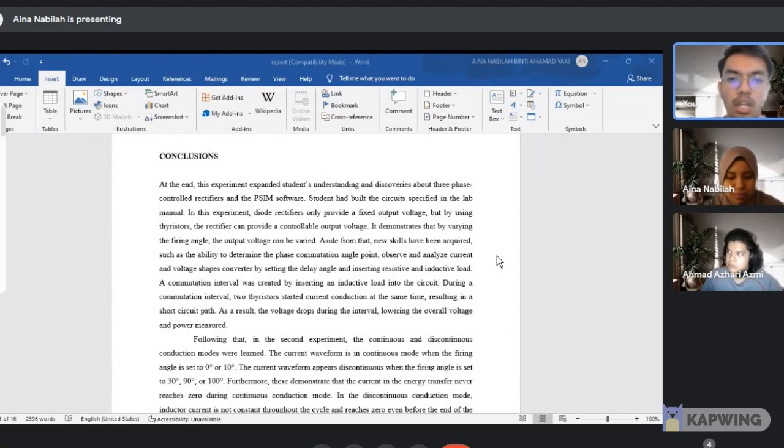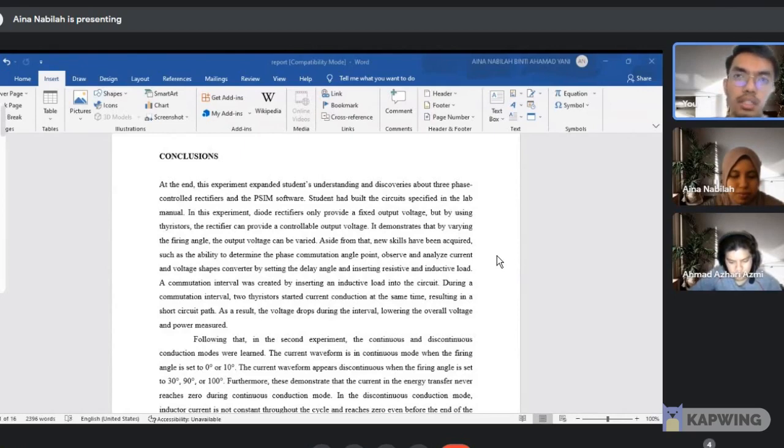Aside from that, new skills have been acquired, such as the ability to determine the phase commutation angle point, and to observe and analyze current and voltage shapes of the converter by setting the delay angle and inserting the resistive inductive load. So when the commutation interval is created, the inductive load has been inserted into the circuit. During the commutation interval, the thyristors start current conduction at the same time, resulting in a short circuit path.